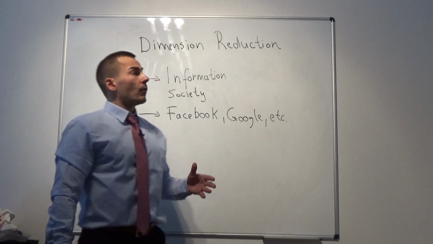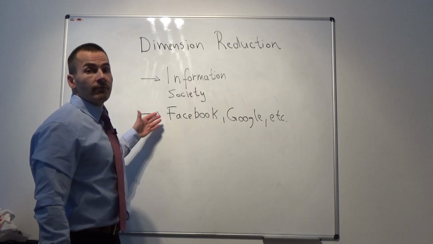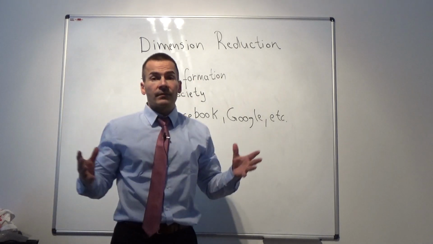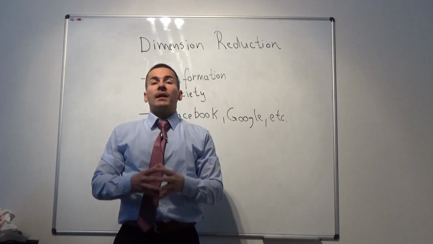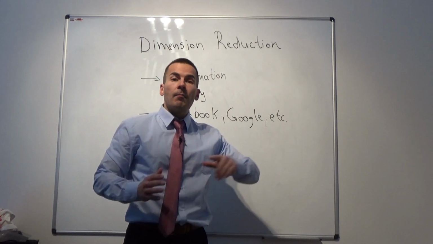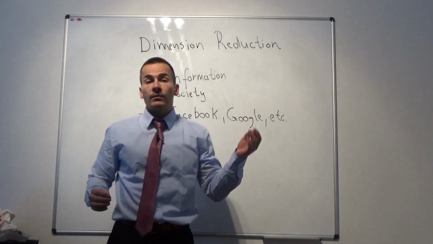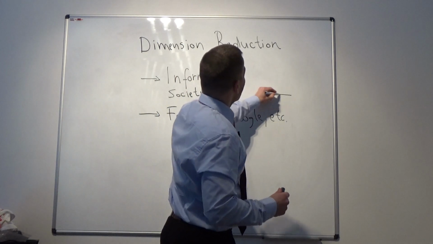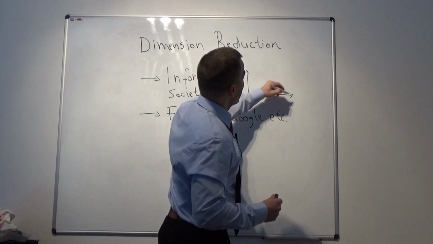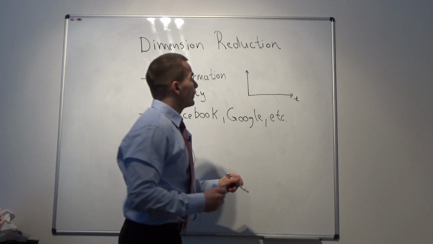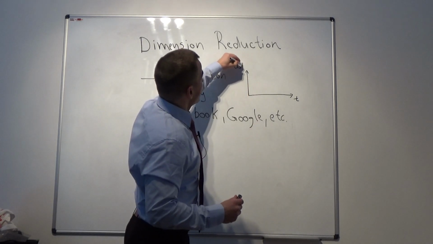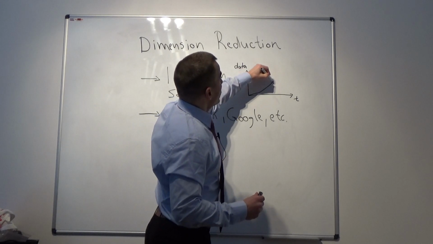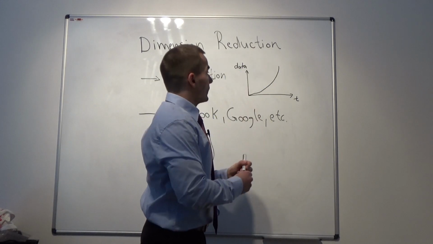First of all, nowadays we live in an information society. What does that mean? It means that in the last 20 years, the amount of data has increased substantially. Let's have here our time axis and here our data axis. As time goes by, the amount of data increases exponentially.